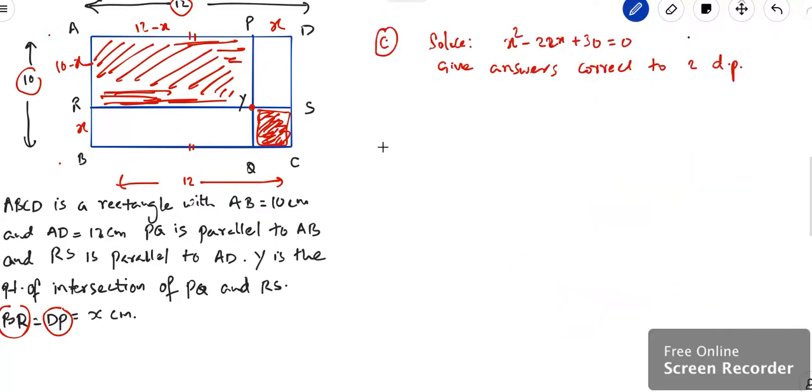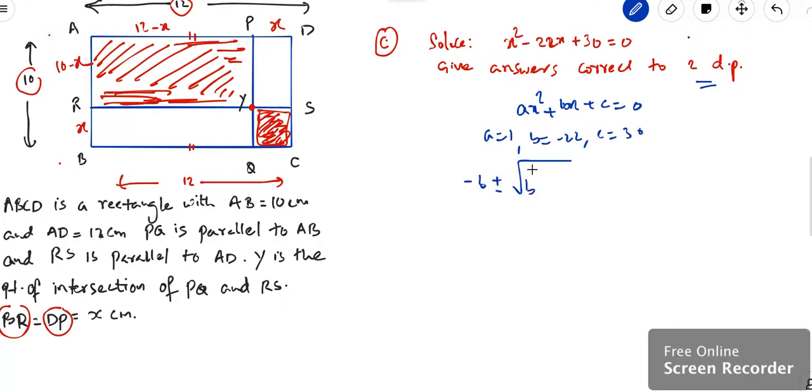Now the third follow-up question with the same question is solving the equation which we got in part b, x squared minus 22x plus 30 equals 0. We need to solve and give the answer up to 2 decimal places. We know the quadratic formula to solve for x, equating with the respective coefficients of x squared, x and c. So a is 1, b is negative 22, and c is 30. You place that in the quadratic formula to work out the values of x.